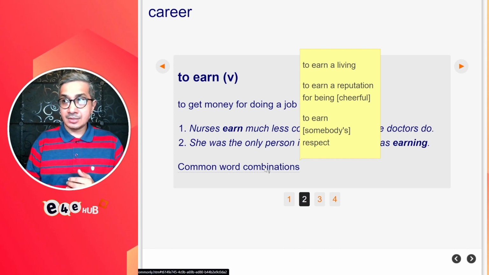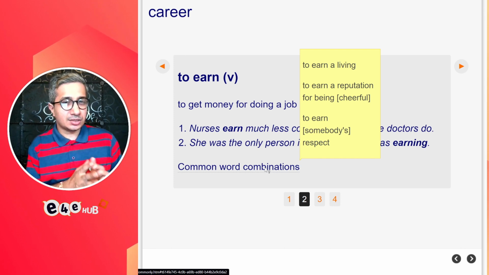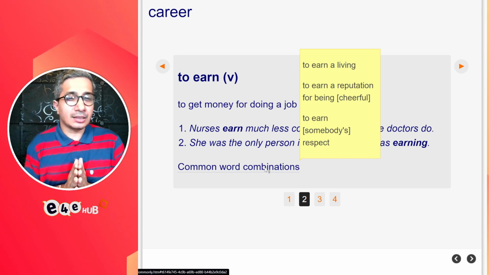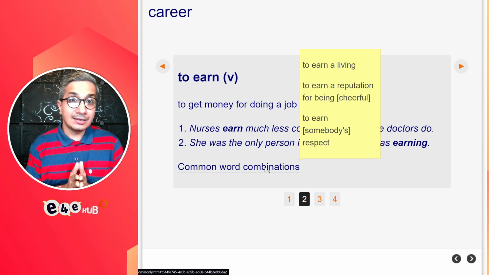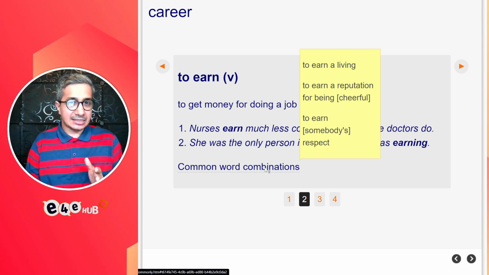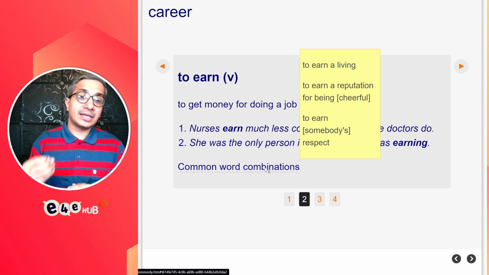But your perception could also be that of a reckless, careless person if you're not really getting on with people. So it could be to earn a reputation for being careless, for being late, for delaying things. Okay, so you can fill that slot with any adjective, positive or negative. The third combination, to earn somebody's respect.